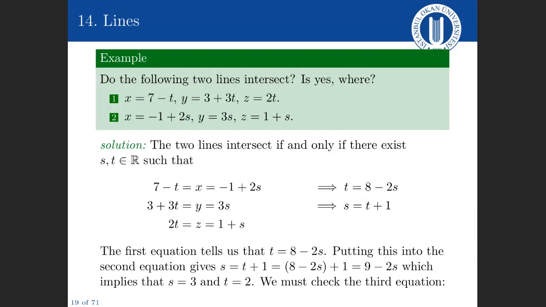The two lines intersect if and only if we can find numbers s and t such that these three equations are all true. x must be 7 minus t and x must be minus 1 plus 2s. In other words, 7 minus t must be the same as minus 1 plus 2s. 3 plus 3t must be y and also equal to 3s. 2t must be z and also equal to 1 plus s.